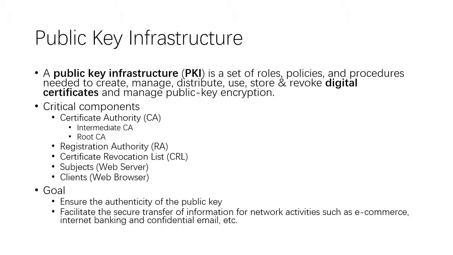PKI is basically the infrastructure that is used to create, maintain, distribute and revoke the digital certificates of the subjects, or we call them servers. Based on this infrastructure, it can be used to manage public key encryption in a correct way. The critical components of PKI include the certificate authority or CA, the registration authority or RA, the certificate revocation list or CRL, and subjects and clients. We're going to talk about the details in the next few slides.